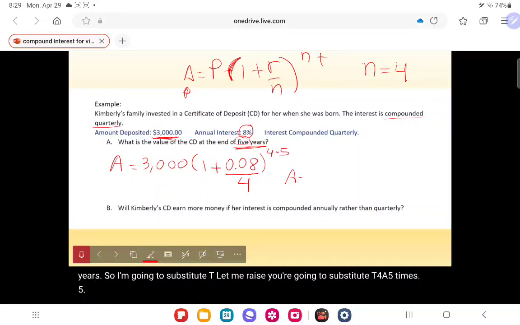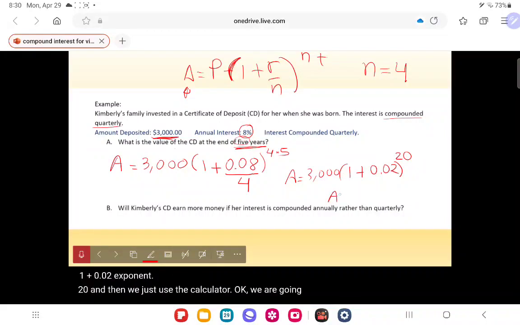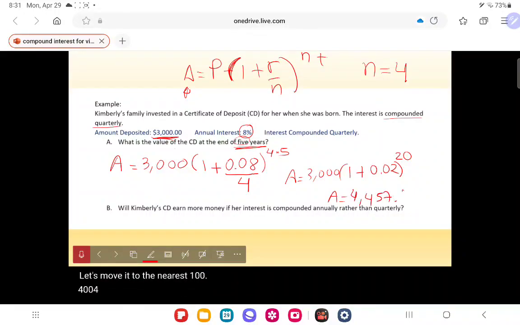So this is A equals 3,000 times 1 plus 0.02, exponent 20. And then we just use the calculator. We are going to find an amount. Let's round it to the nearest cent. $4,457.84. That's the amount after 5 years.